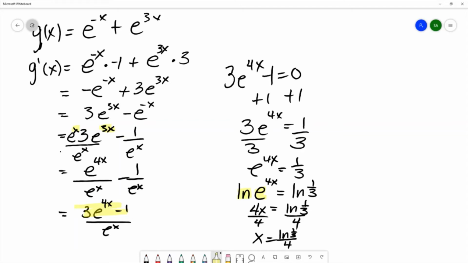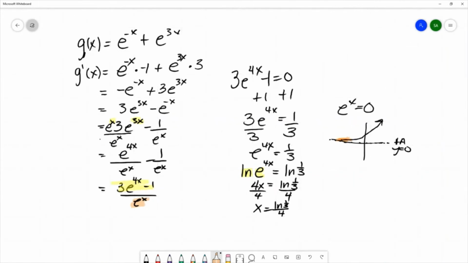So then you would want to think about where this is undefined, and that would be where the denominator equals 0. And this exponential function never equals 0. If we think about the graph, it has a horizontal asymptote along the x-axis at y equals 0. And so this piece of the graph approaches that y value of 0 but never reaches it. So there are no places where the denominator equals 0, so we don't get any critical numbers from there.